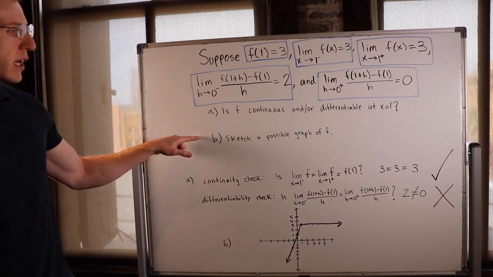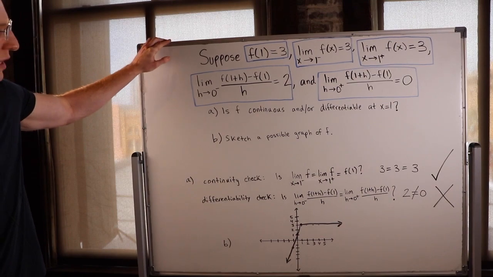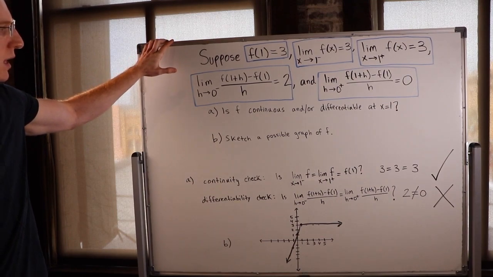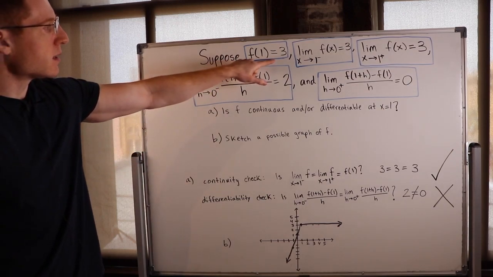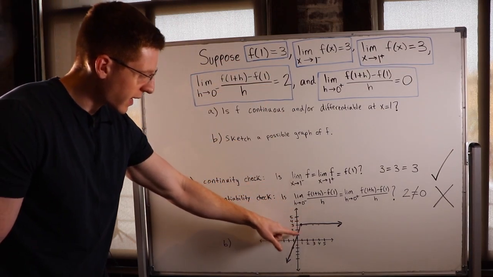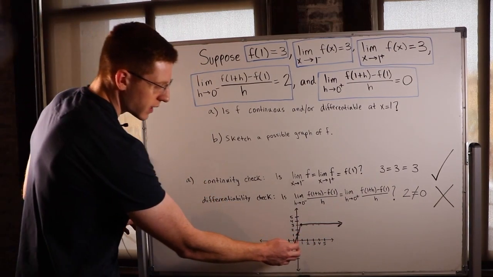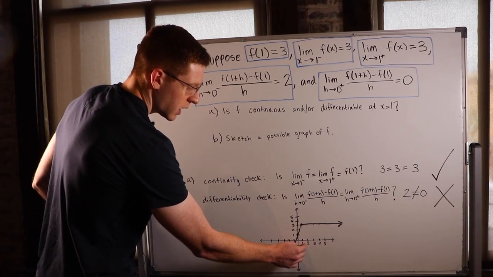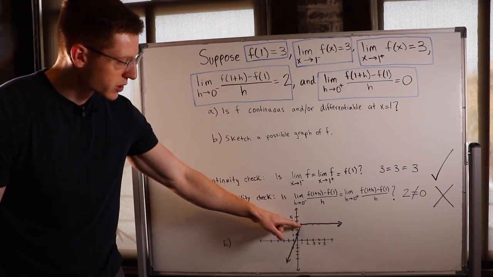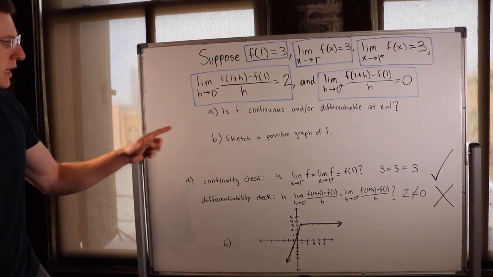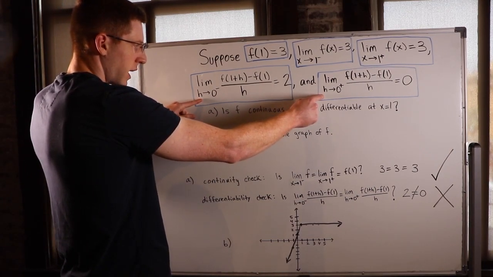And now they want us to sketch a possible graph of this function. So what you do for this is you look at the information you were given, and what I started with is the low-hanging fruit. They told me f of 1 was equal to 3. So I drew my axes, my y-axis and my x-axis, and I knew f of 1, so at x equals 1, y equals 3. So I knew that point was going to be here, right? And then I used these two pieces of information to finish the graph.